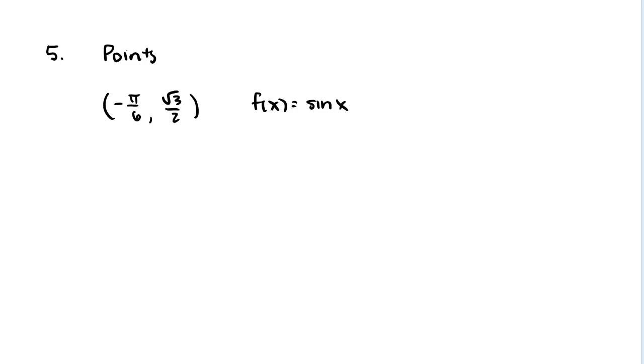And so, what does it mean for something to be on the graph of a function or an equation? It means that when you plug that point into your function, it makes the function true. The input leads to the output. Right? So here, if I plug in negative pi over 6 for x, I should get square root of 3 over 2 for my output.